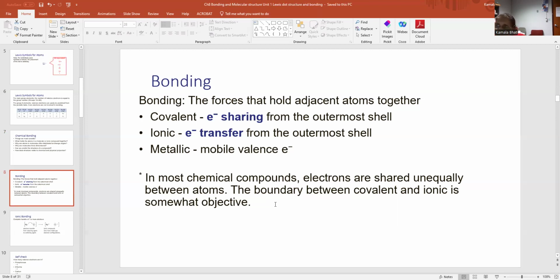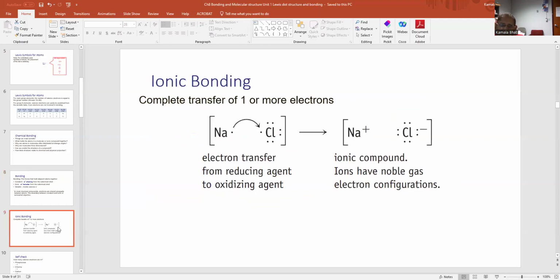They just form a sea of cloud all over the atom, top, bottom, and the sides, so that the electrons are uniformly distributed. In most chemical compounds, electrons are shared unequally between the atoms. The boundary between covalent and ionic bond is somewhat subjective, but still we can differentiate it. Now, before we go further, let's look at the ionic bond.